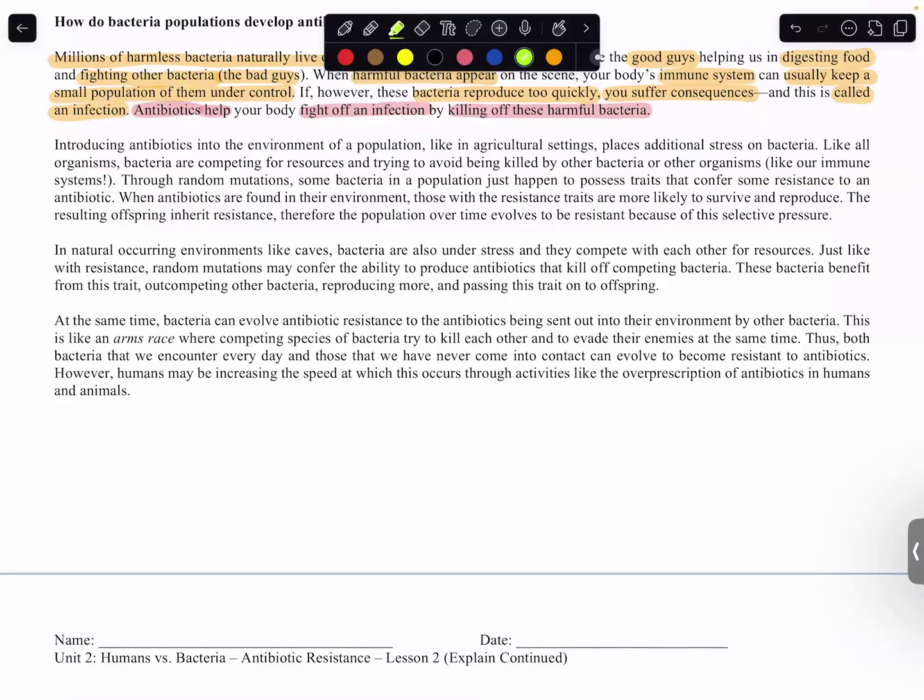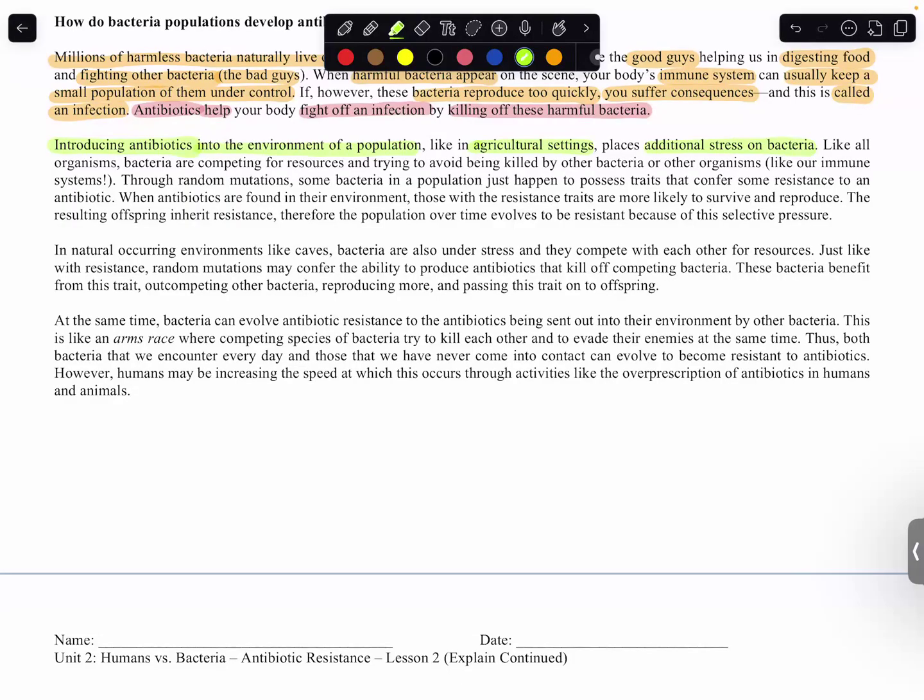All right. Now, introducing antibiotics into the environment of a population, like in agricultural settings, places additional stress on bacteria, right? So when we introduce antibiotics to any colony of bacteria, it's going to create stress on them, right? They need to resist this in case they don't want to die. But if they don't have the favorable adaptations, then they will die and they can't reproduce.